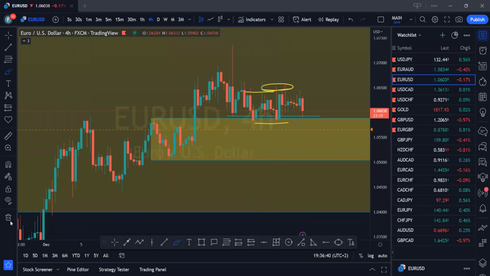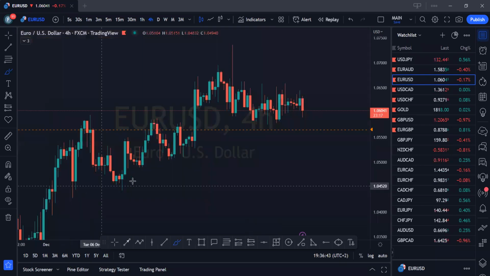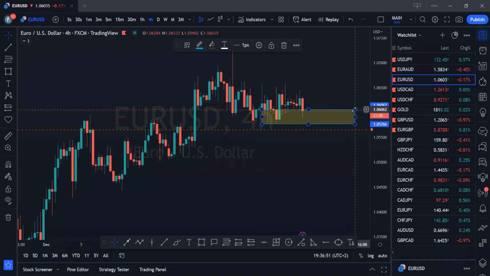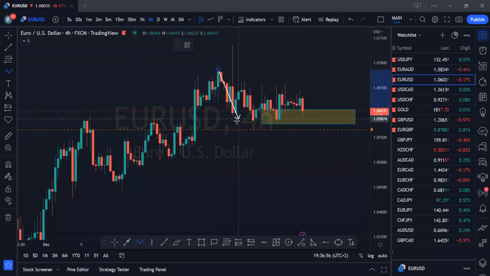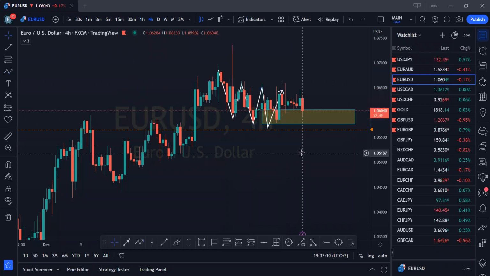So let me delete everything on the screen. What you want to do is to wait. I recommend that you wait for this zone to be broken. Okay, so this is a demand. So let me just highlight it. So we have this structure. This is the break of the zone. Yeah, something like this. So what you want to happen is you want to wait for price to break this zone here, to take our liquidity here.